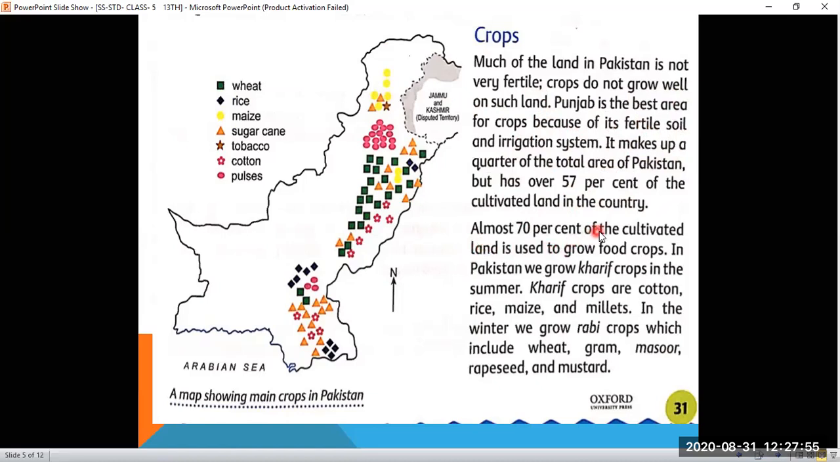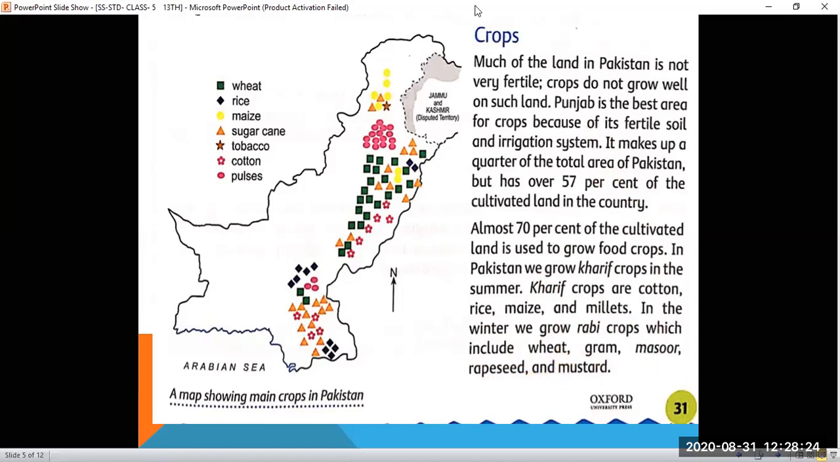Almost 70% of the cultivated land is used to grow food crops. In Pakistan, we grow kharif crops in the summer. Kharif crops are cotton, rice, maize, and millets. In the winter, we grow rabi crops, which include wheat, gram, masoor, rapeseeds, and mustard.